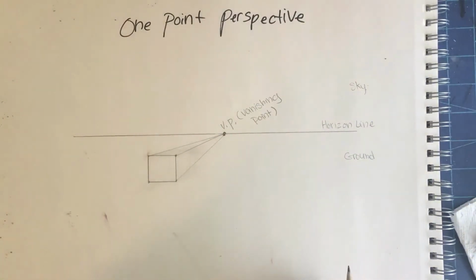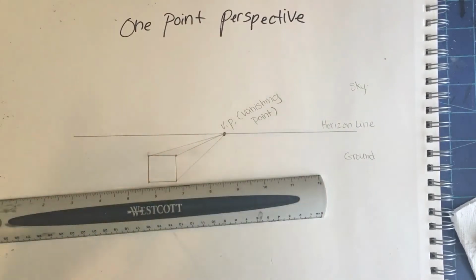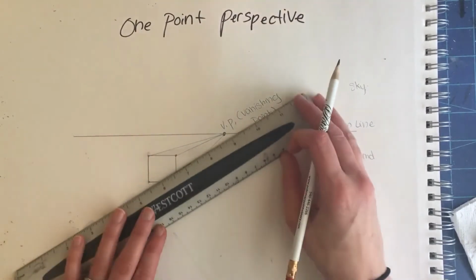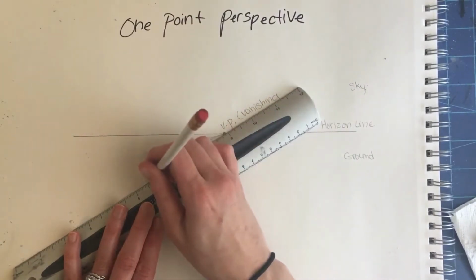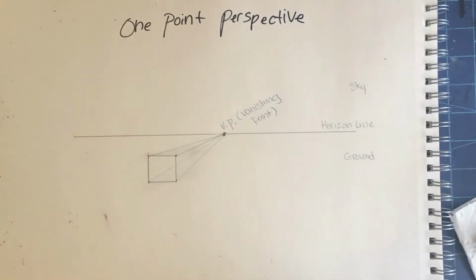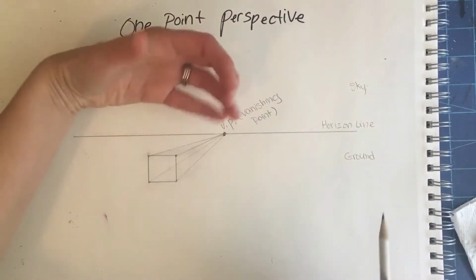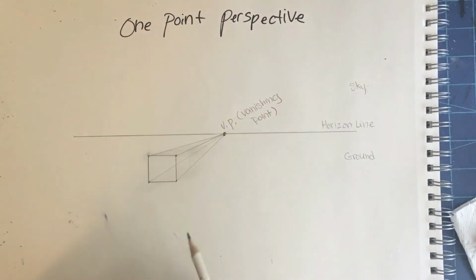Now, for this first cube, we are going to create our cube as transparent to where we can see through it, and then the other two that we'll be doing, we'll do them opaque so that we cannot see through them. So I'm going to connect all my points. Okay, so now we have this shape that is coming out at us.